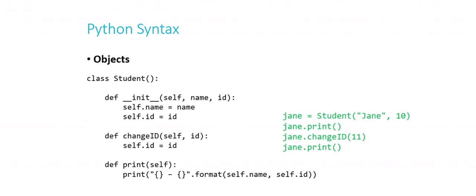If I printed it out, and you can actually take this code and recreate it in CS50 IDE and see it for yourself, I would print out Jane space dash space 10. Then if I executed jane.changeID(11), you can probably guess what would happen, because when I printed again, it would print Jane space dash space 11. So that's just some examples of defining a class, defining methods, assigning properties. Again, all of this is inherent to what it means to be working in an object-oriented programming language.